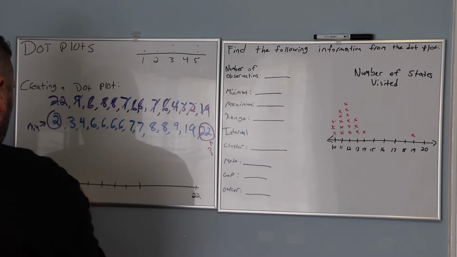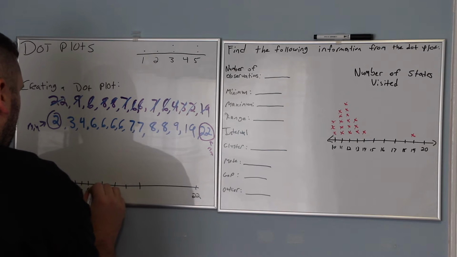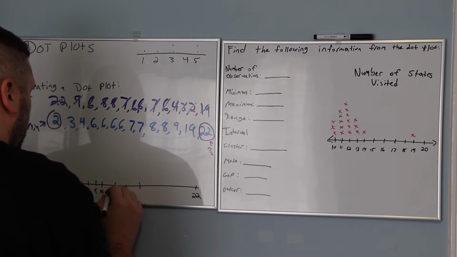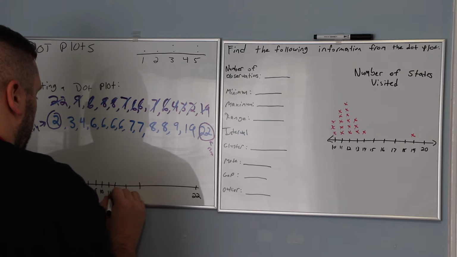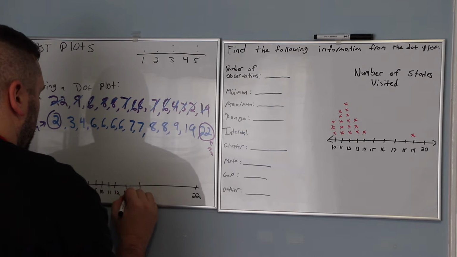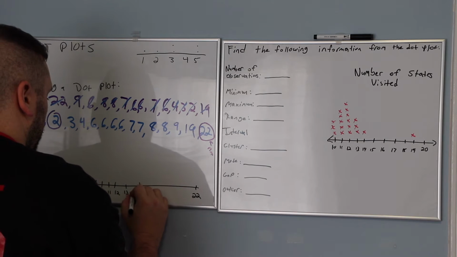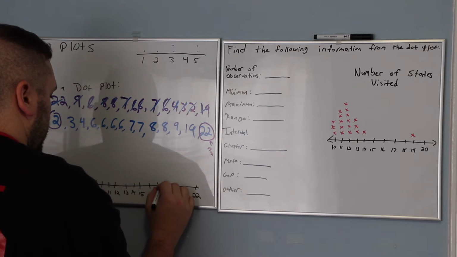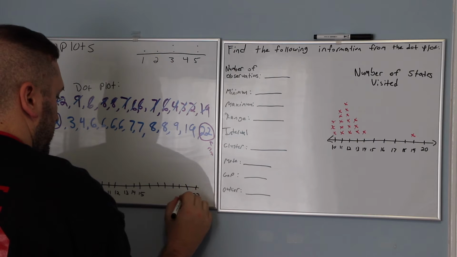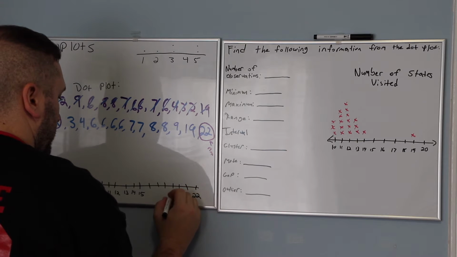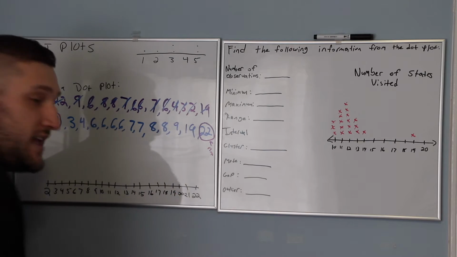So 2, 3, 4, 5, 6, 7, 8, 9, 10, 11, 12, 13, 14, 15, 16, 17, 18, 19, 20, 21.